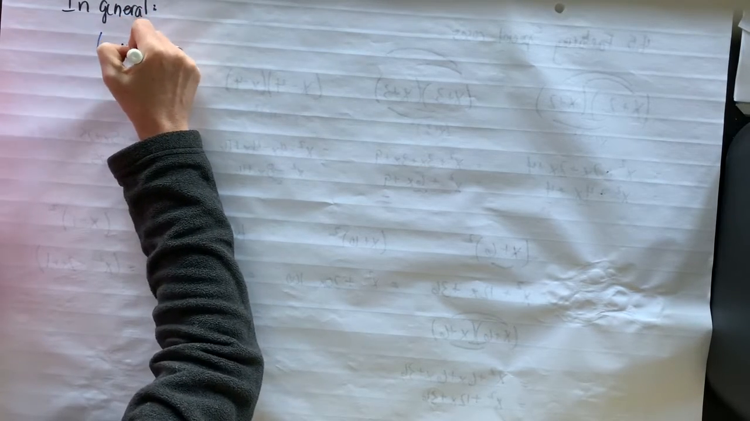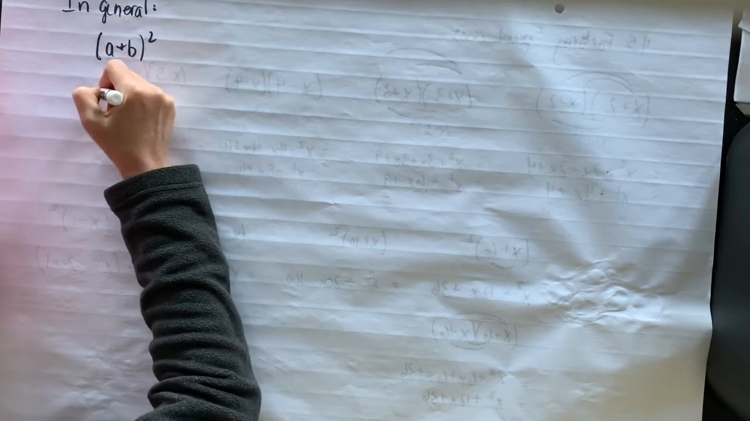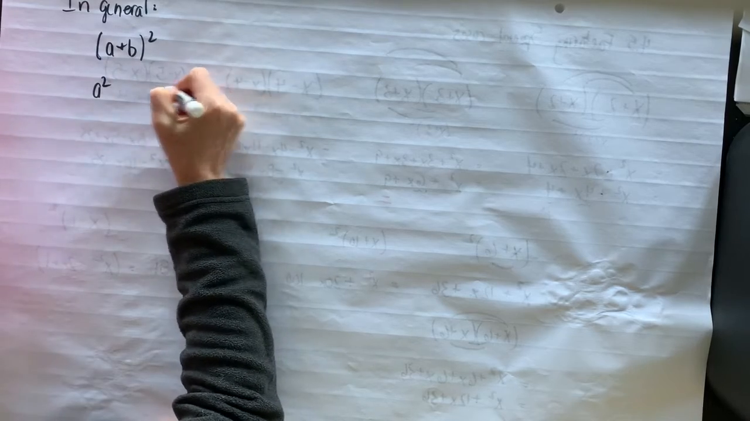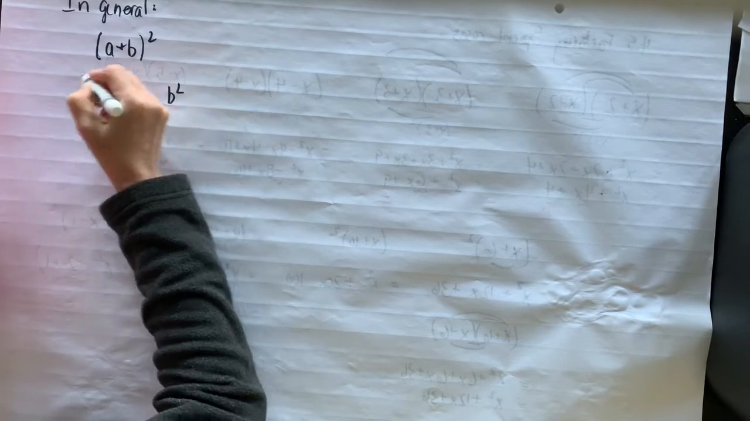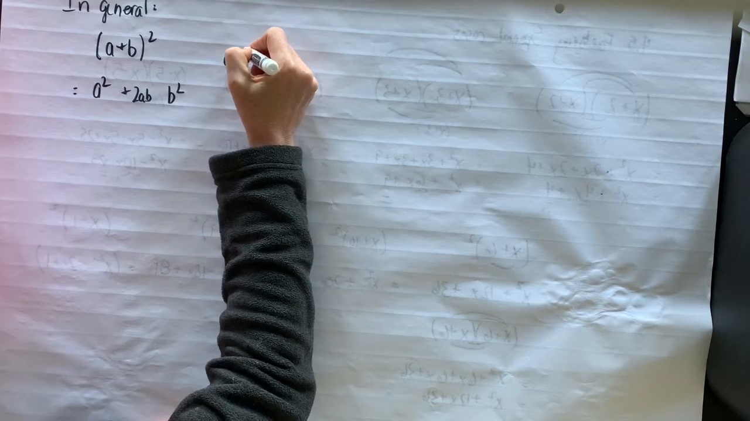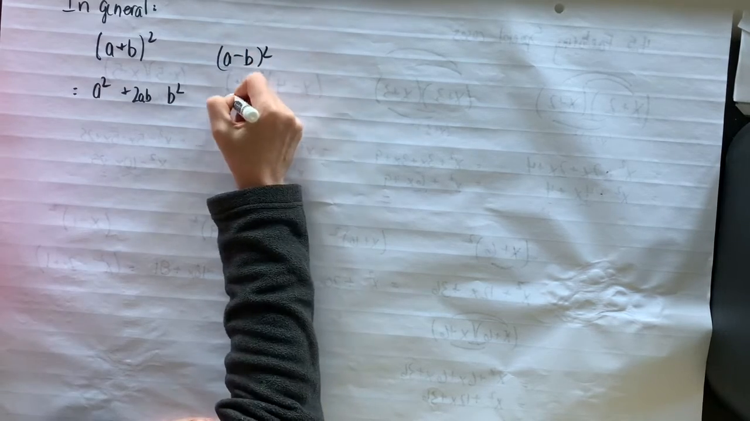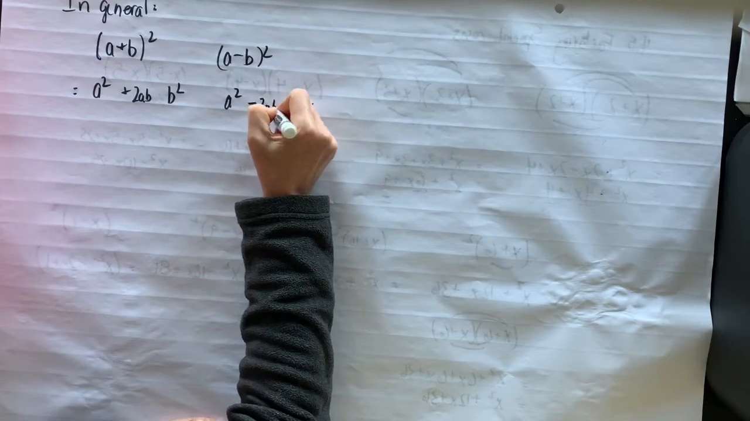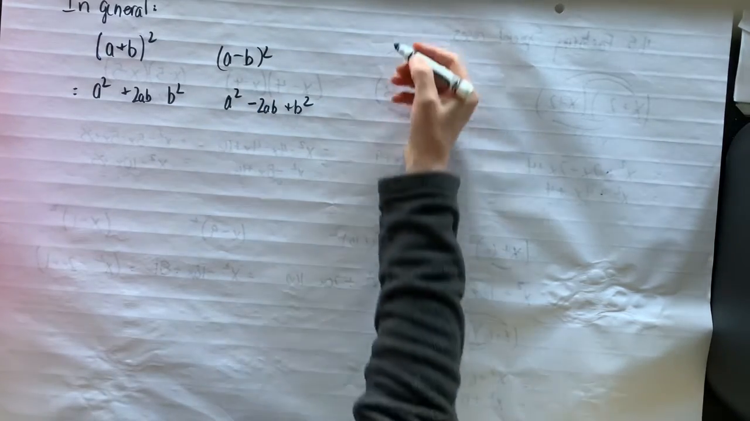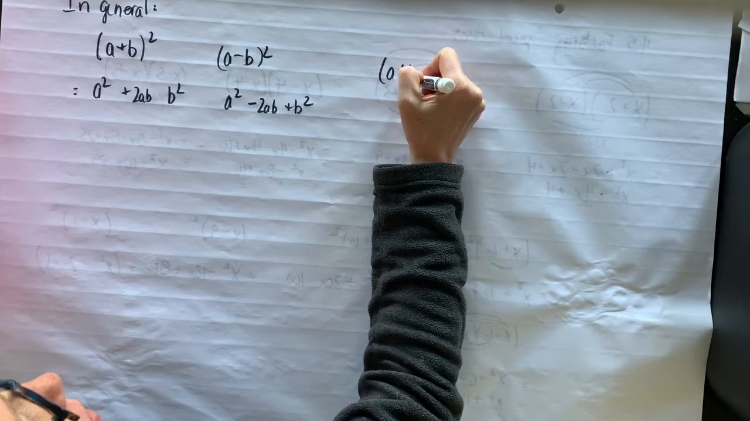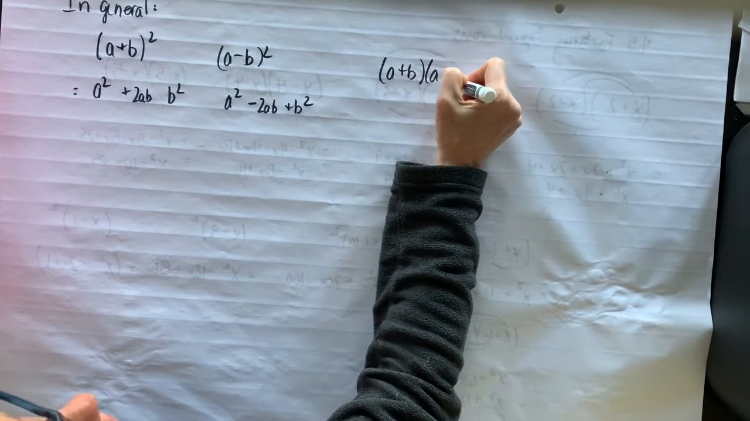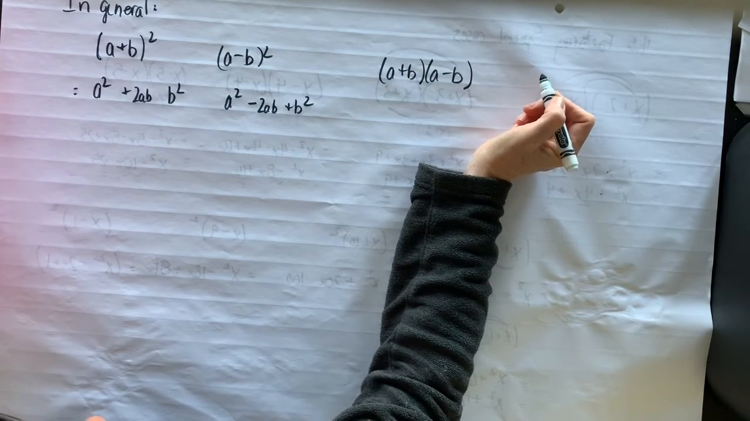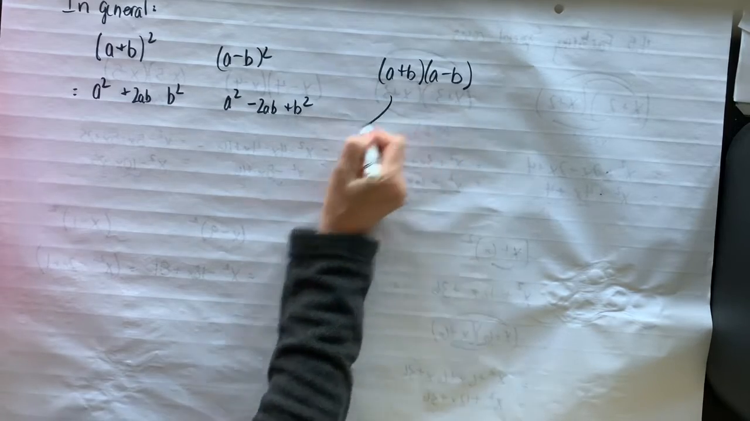If you have (a + b) squared, this is going to be a squared plus b squared plus 2ab. If you have (a - b) squared, that's going to be a squared plus b squared minus 2ab. And so the last thing that we have to look at is what happens if you have (a + b) times (a - b). Okay, so for that example, we're going to go over here.